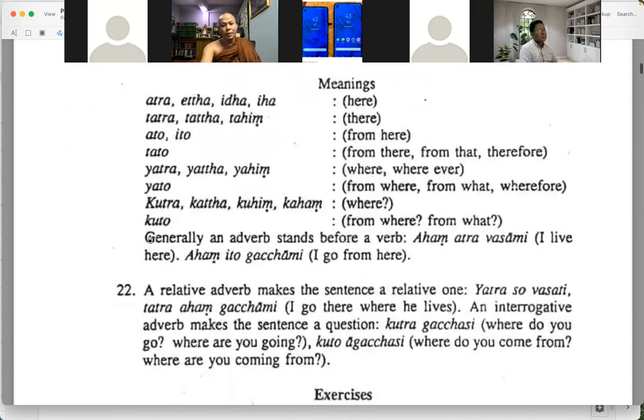So generally those adverbs stand before the verb. They are adverbs, that is, we commonly put them in the sentence before the verb in Pali. So here, "Ahaṃ idha vasāmi", I live here. And then "Ahaṃ ito gacchāmi", I go from here. So in this way, before the verb gacchāmi we see the adverb ito, and before the verb vasāmi we see the adverb idha. This is just a general way of speaking, not exact.